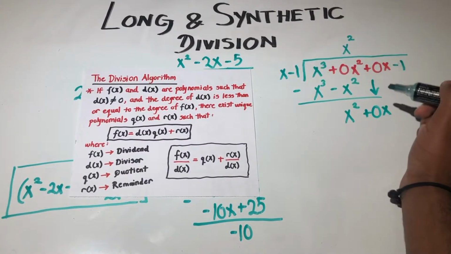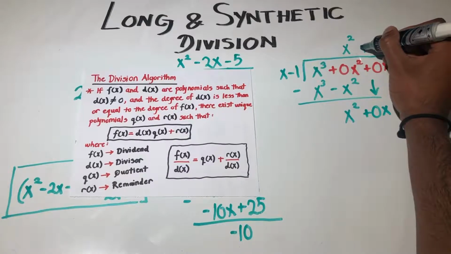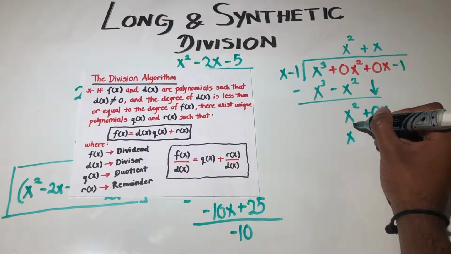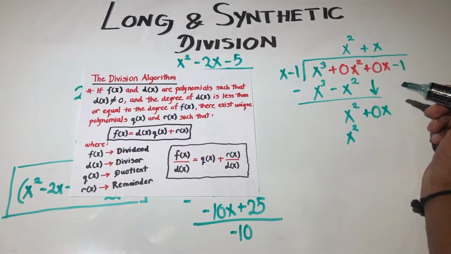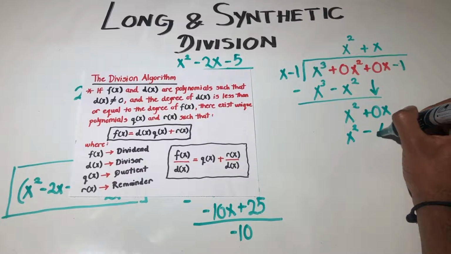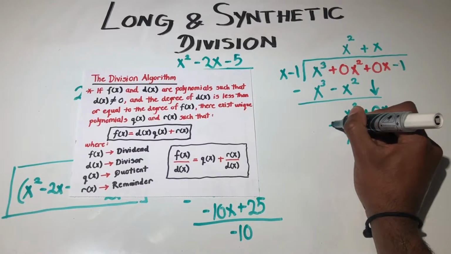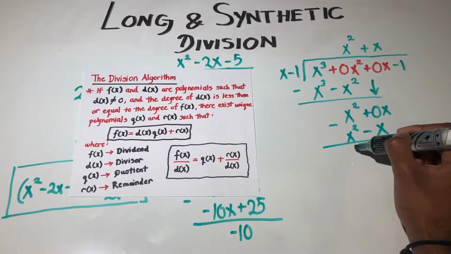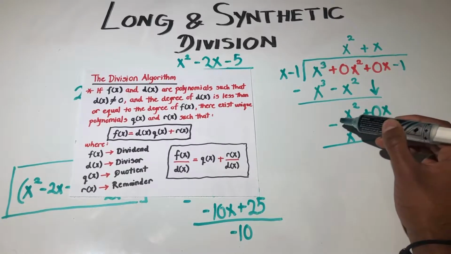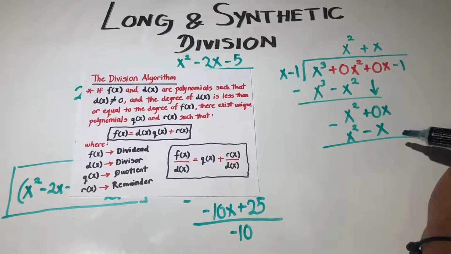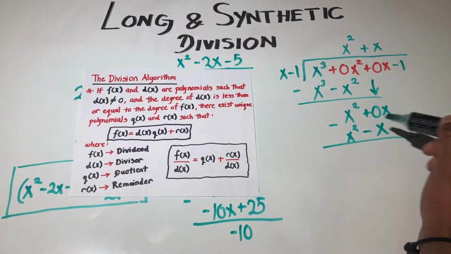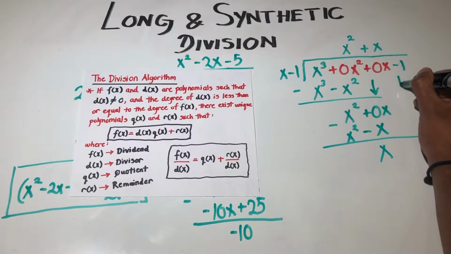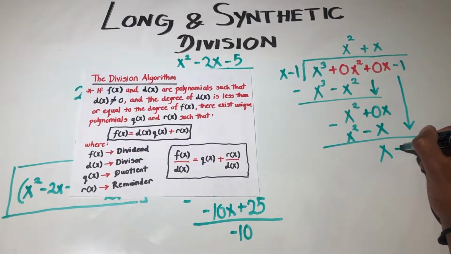So x squared divided by x is going to be x. X times x is x squared. X times negative 1 is negative x. Subtracting these is going to give us x squared minus x squared, that's 0. 0 minus negative x, that's going to be 0x plus x, that's just x. Then our last term, negative 1.